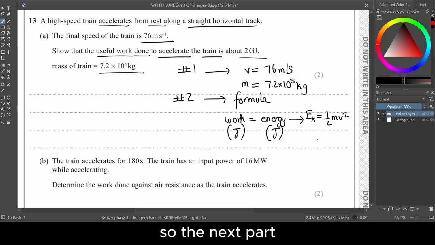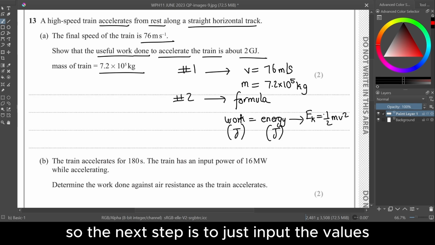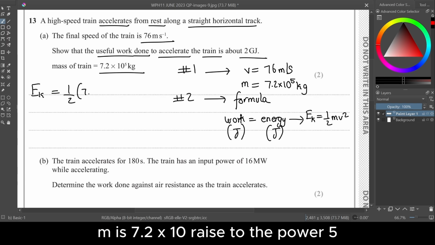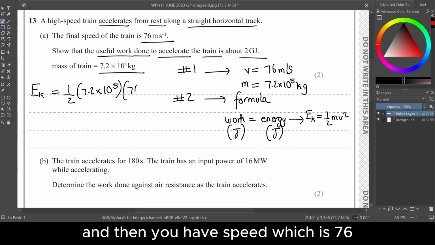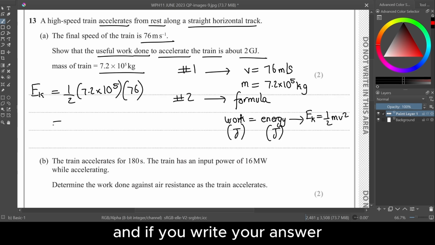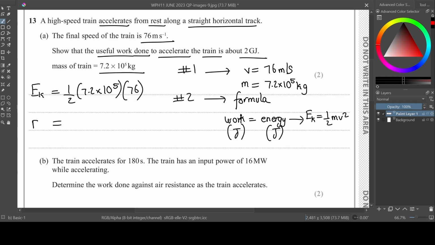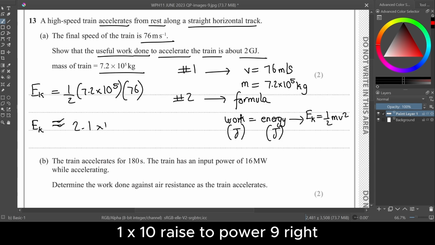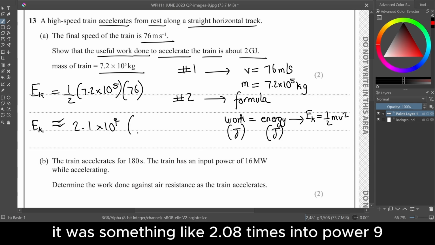So the next step is to just input the values. So if you input the values, it is Ek is equals to 1 by 2, m is 7.2 times 10 raised to power 5, and then you have speed, which is 76. And if you write your answer in rounded off form, it will be somewhat around 2.1 times 10 raised to power 9, right? It was something like 2.08 times 10 raised to power 9.